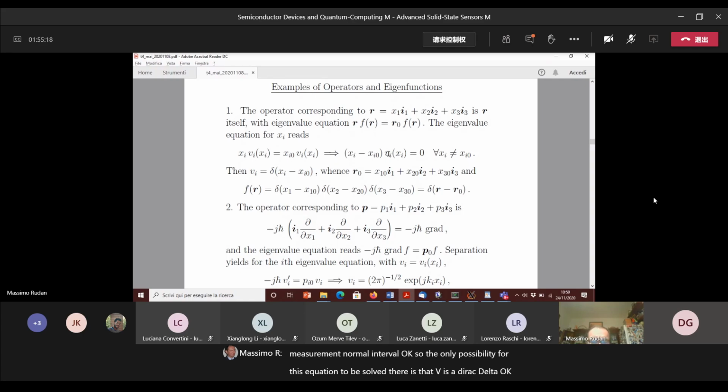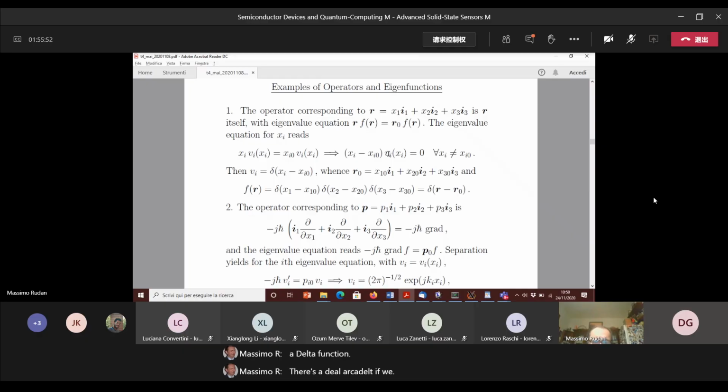So you know that it is forbidden to consider delta as a function, but if we do it for a second, we say delta is 0 everywhere, but in the point x10 where it is infinite, okay? So the solution of the eigenvalue problem for position is a delta function, is a Dirac delta.